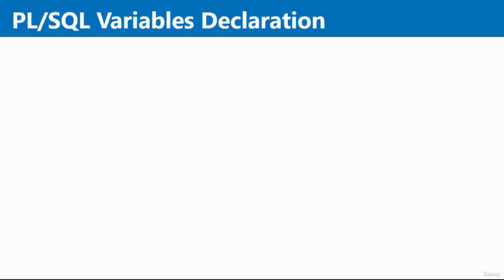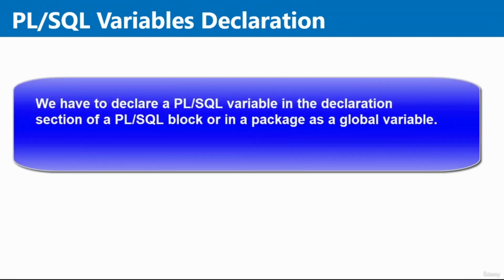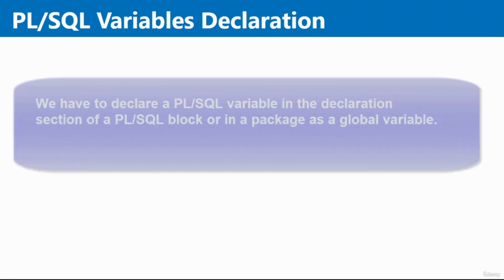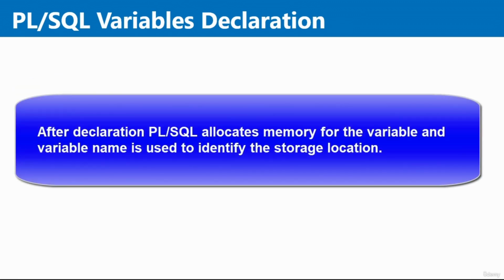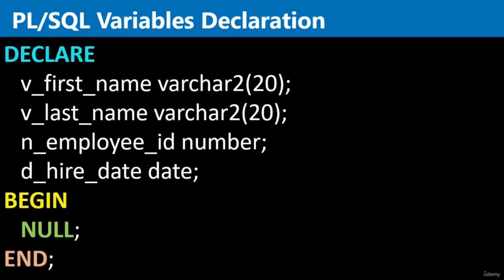In this video, I'm going to show you how to declare variables. We have to declare variables inside the declaration section in a SQL block or in a package as a global variable. After the declaration of the variables, PL/SQL allocates memory for the variable, and the variable name is used to identify the storage location.